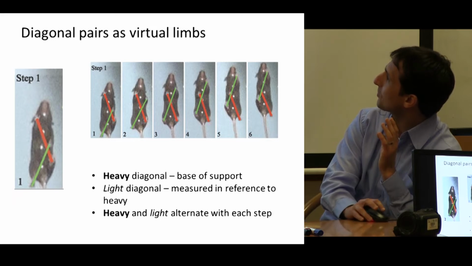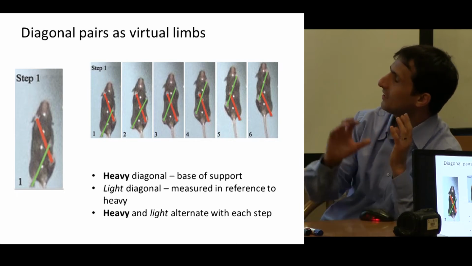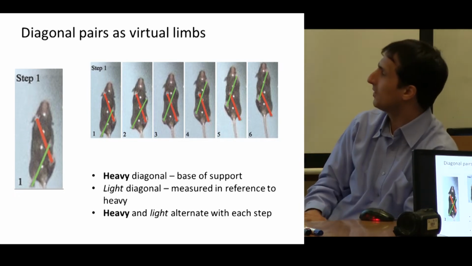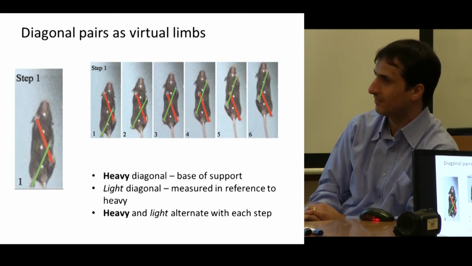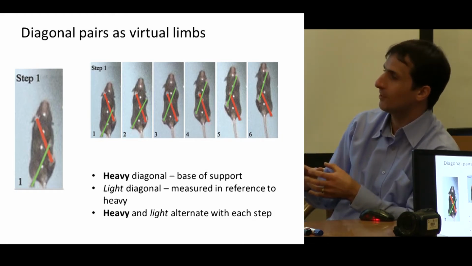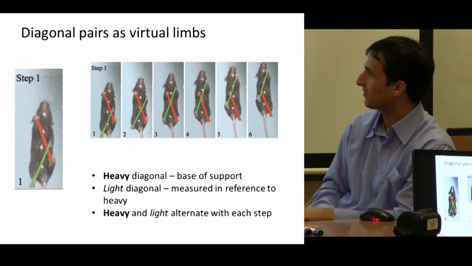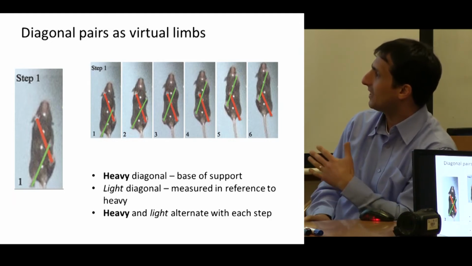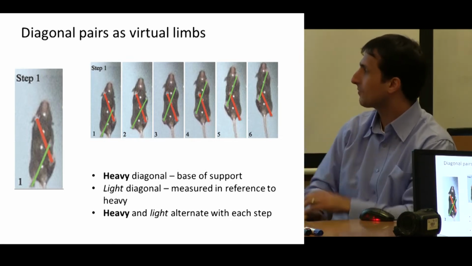So here I'm just showing an individual step, and by connecting these lines we basically created virtual limbs. And as was mentioned before with the law of the heavy and light limbs, we looked at the heavy diagonal, which was the diagonal that is the base of support for the animal, the diagonal that the animal is actually standing on, and the light diagonal, which was the diagonal of the two legs that are swinging.